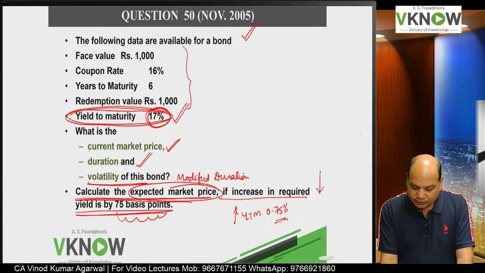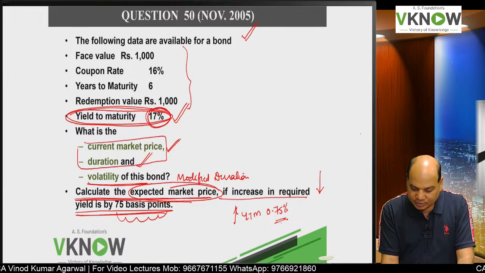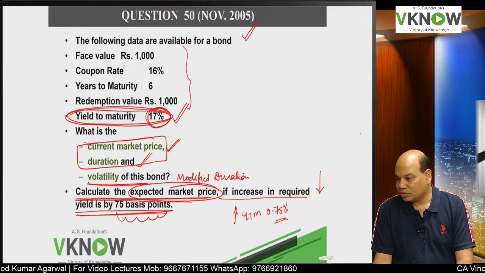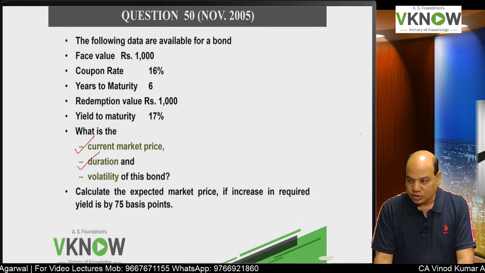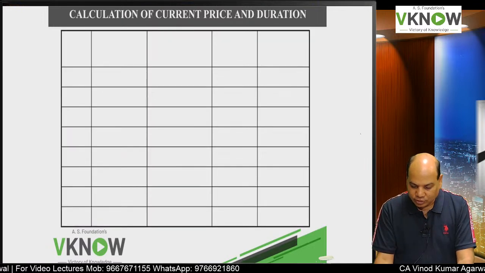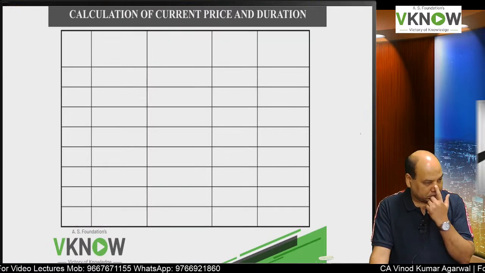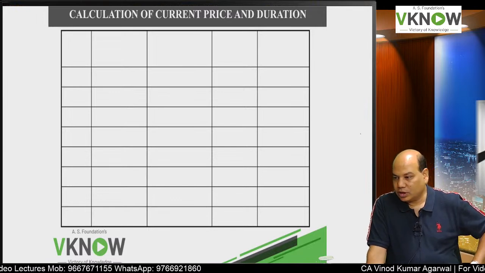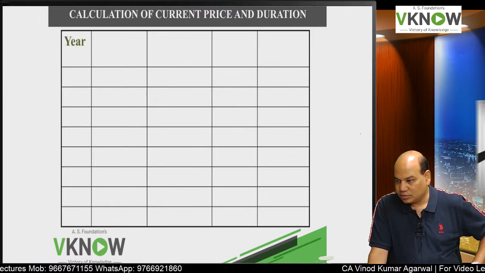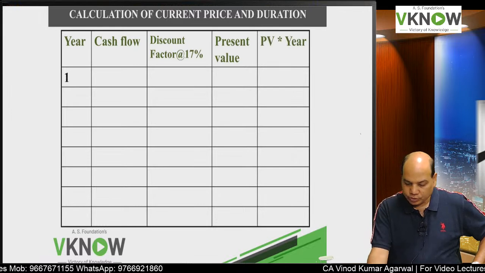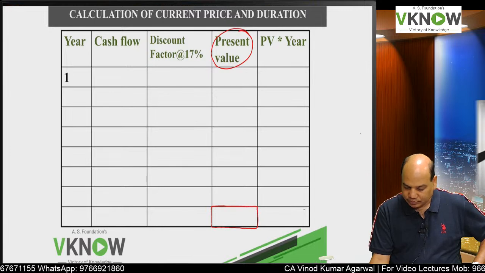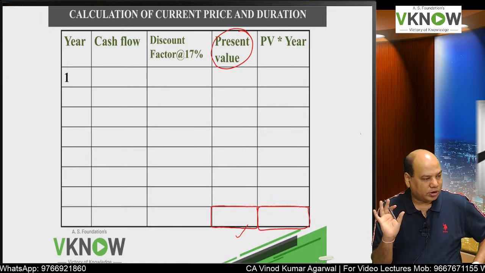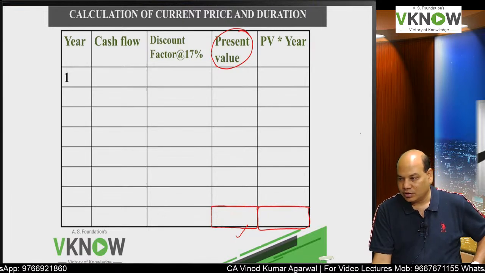So we can find the first and second answer using the same tabular format. Yes or no? We can find current market price and duration by preparing the same format. So please write calculation of current price and duration. The total of the fourth column is the current price of the bond, and the last column total divided by the fourth column will give you duration. Very easy. Practice is required.